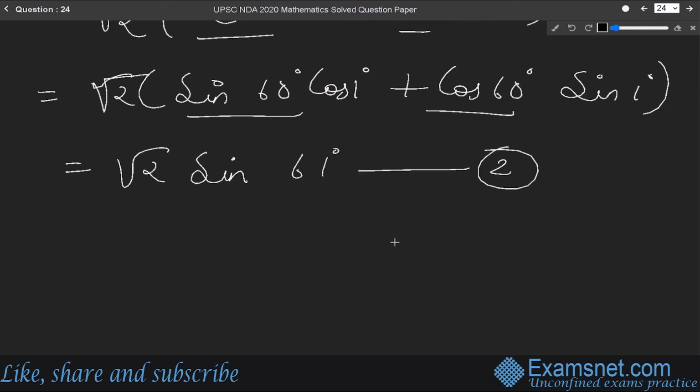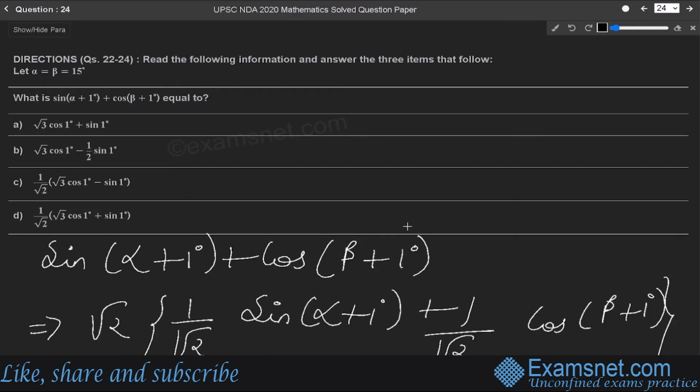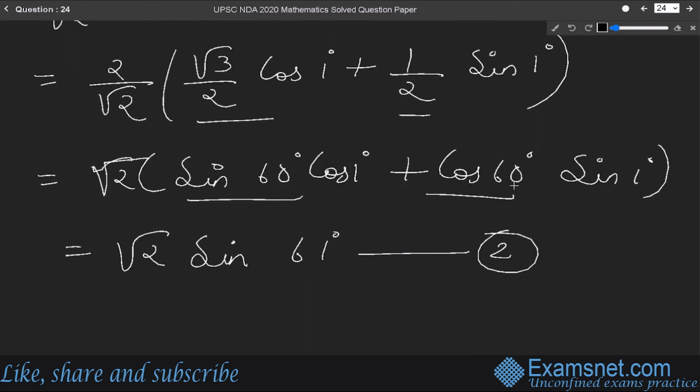Now you can notice a thing that equation number 1 and equation number 2 is equal. So we can say that the answer for this question is 1 upon root 2 root 3 cos 1 plus sine 1. This is the correct answer for this question, since both the equation 1 and equation 2 is equal.